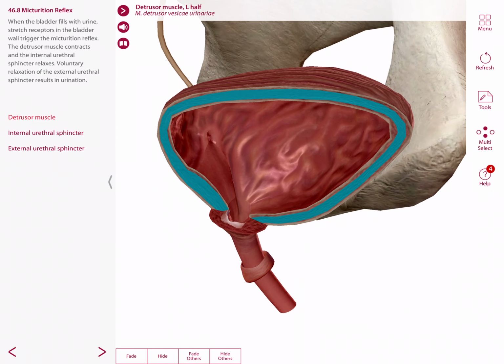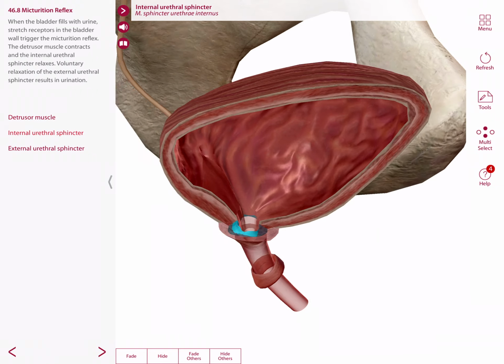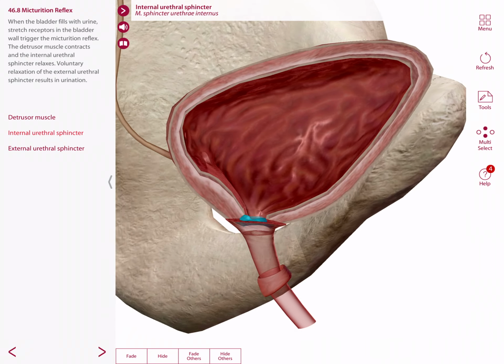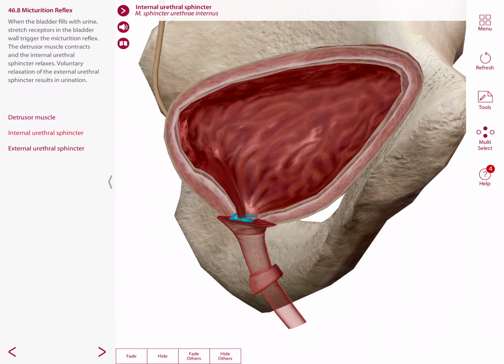There again is that detrusor muscle. So when the bladder fills with urine, those stretch receptors in the bladder wall are going to trigger a thing we call the micturition reflex. And so that micturition reflex then is involuntary, and it says, hey, internal sphincter, it's time to go to the bathroom. And so there's an internal sphincter right there, but that's not the only roadblock in the way.